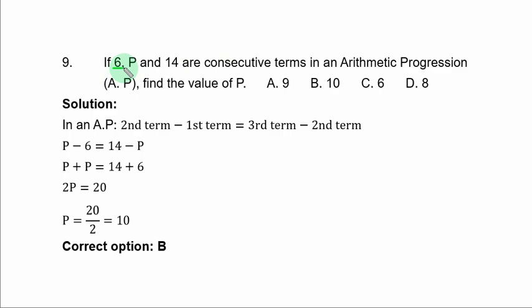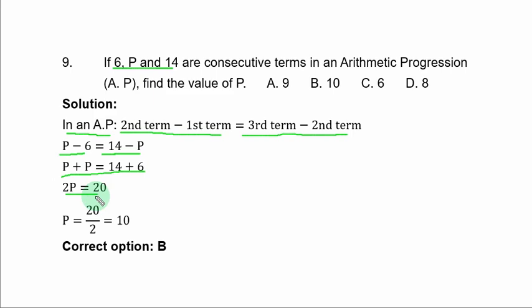Question 9. If 6, p, and 14 are consecutive terms in an arithmetic progression, find the value of p. That is quite simple. In an AP, you always get the common difference. The common difference is always constant between any two terms. So you have second term minus first term is equal to third term minus second term, and is equal to fourth term minus third term, and so on. In the AP, p, the second term, minus 6, the first term, is equal to 14, the third term, minus p, the second term. If you collect like terms, you have p plus p equal to 14 plus 6, that is 2p equal to 20.